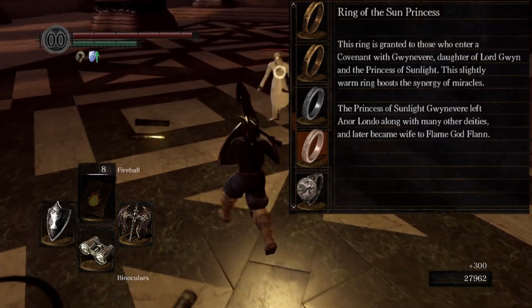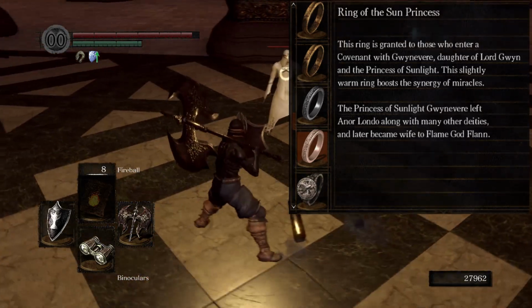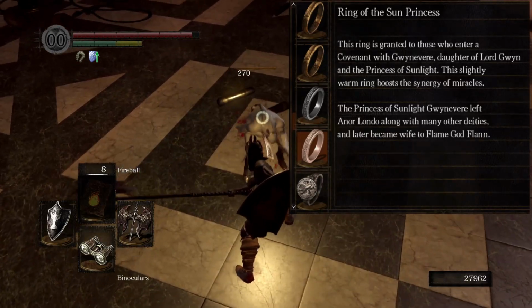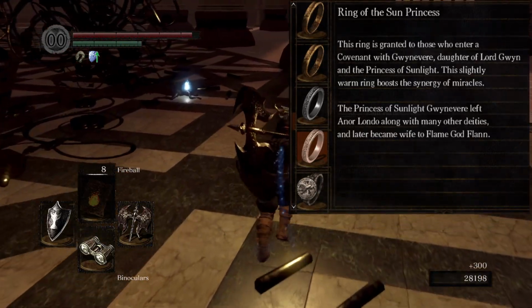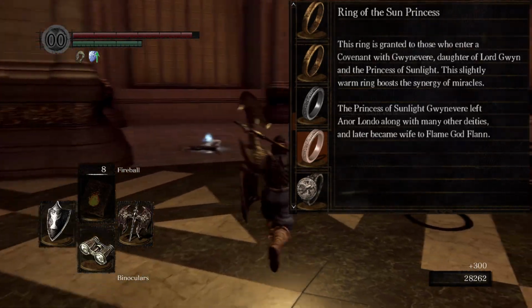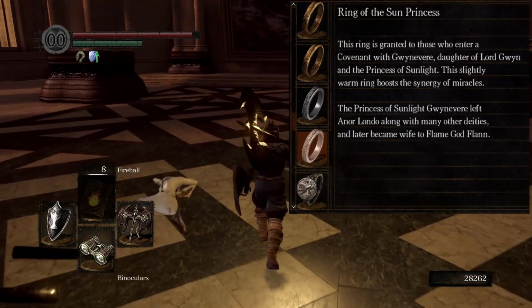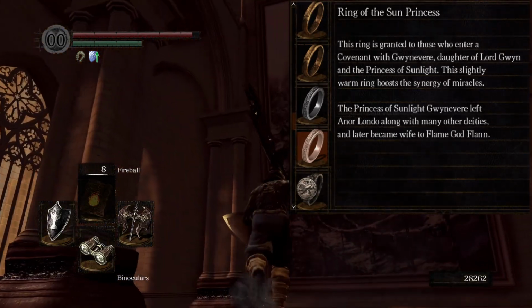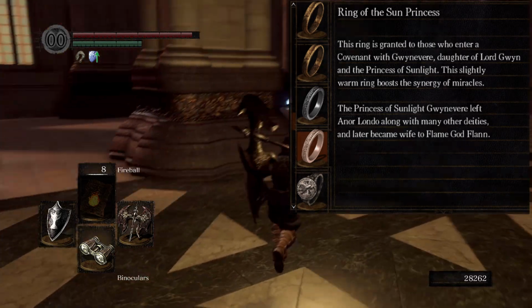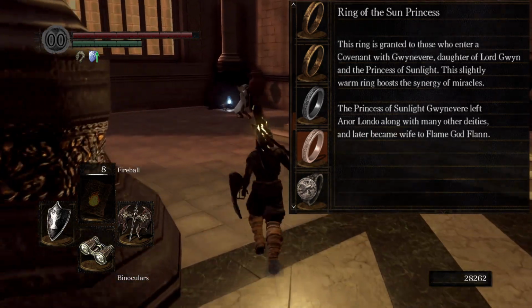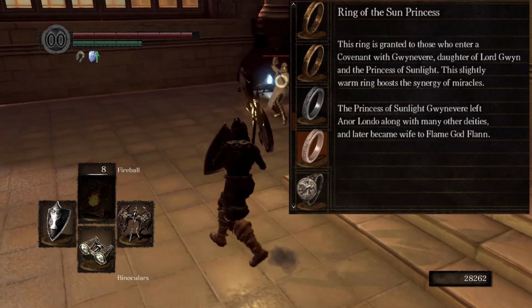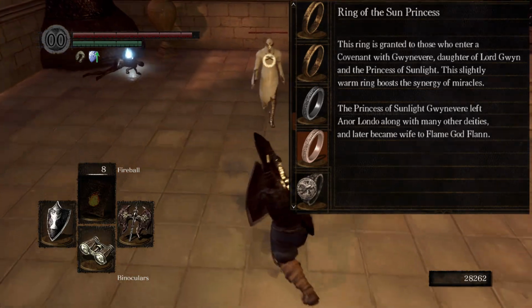Gwynevere, an illusion, fled Anor Londo with her entourage to one of the many kingdoms of Lordran, where she found her love, Flann. She escaped Anor Londo. She was a naive child that wasn't taken by the dark, and so cannot be found in the catacombs. And then Gwyndolin replaced his sister with another illusion to sit in Anor Londo to help the pilgrims on their journey. But this extra detail is complicated.